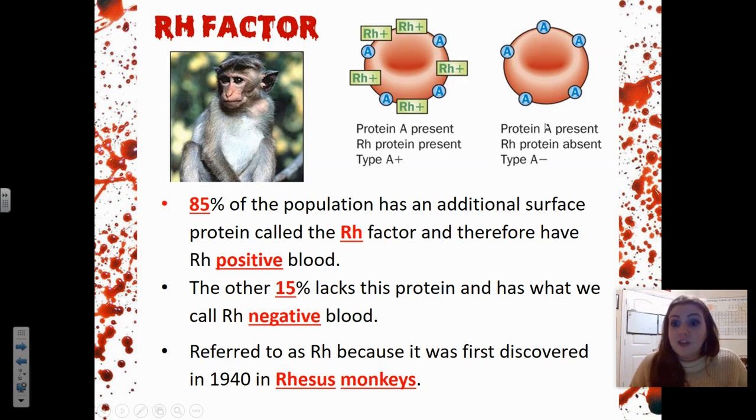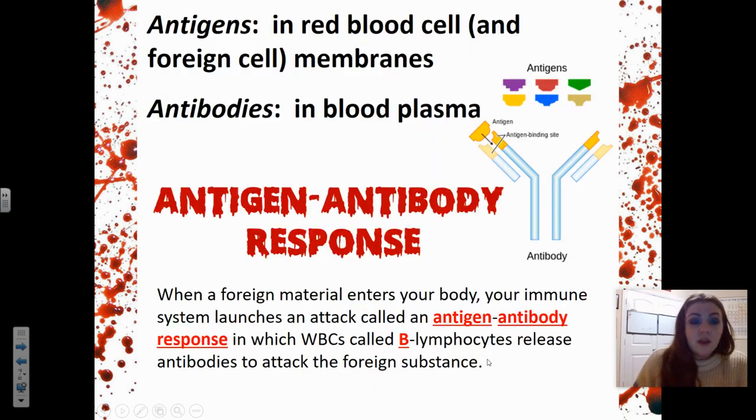Just like if you had a negative test for COVID, you don't have it. Okay. So if you have a negative response for the Rh, it means you just don't have the Rh protein. So you're not positive. The other 15% lacks this protein and is what we call negative blood. So it's not anything about charge. It's just if you're positive, you have the protein. If you're negative, you don't. It's referred to as Rh because it was first discovered in 1940 with the rhesus monkeys.